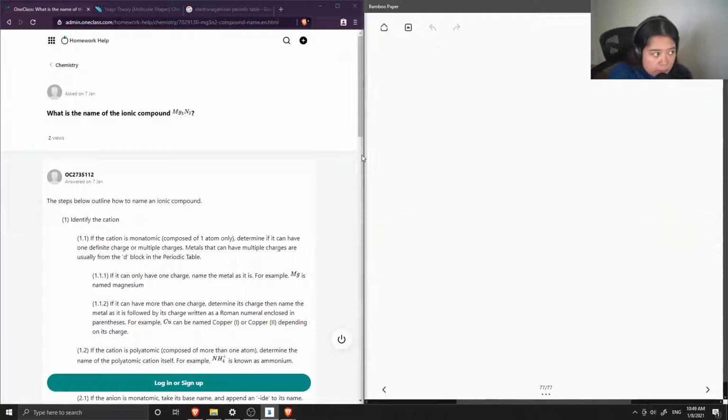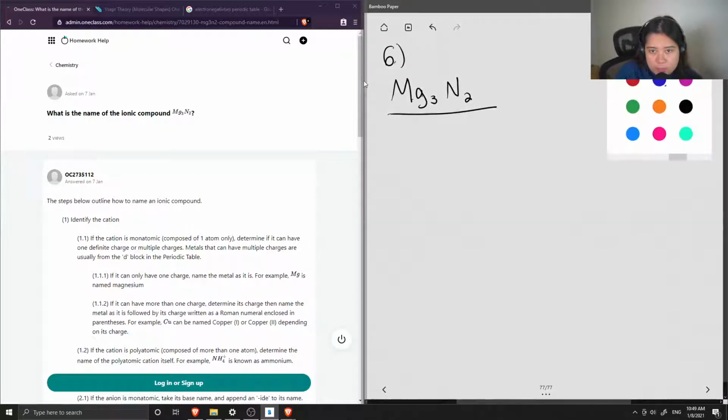Okay, so question 6. What is the name of this ionic compound? When we have an ionic compound, this goes by a different set of rules compared to if we had a binary covalent compound.